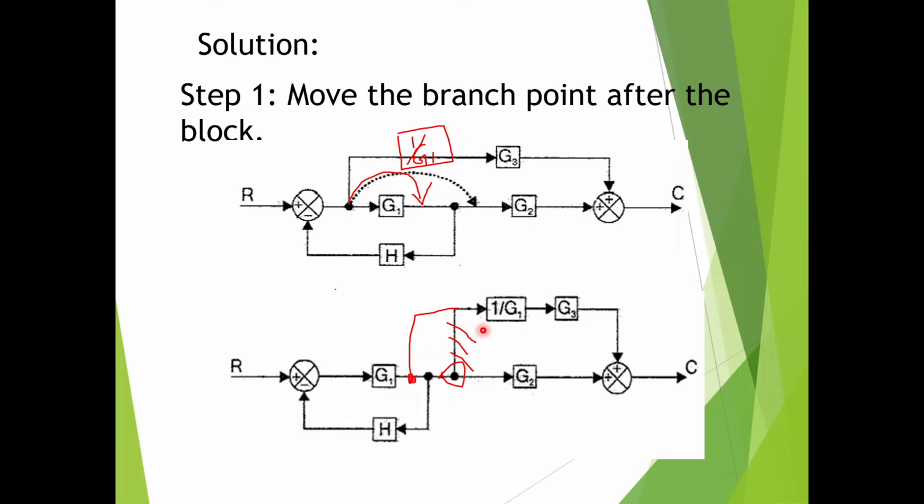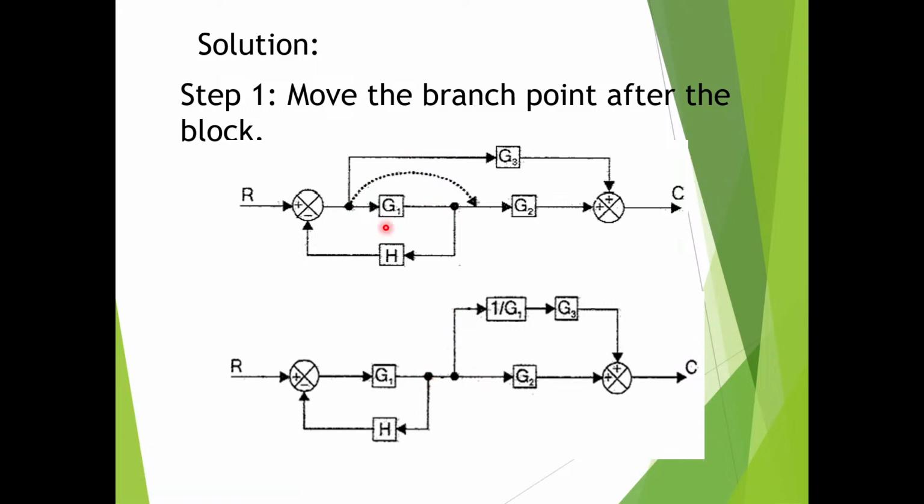Now, if you see here, 1 by G1 and G3 are in cascade. And if you carefully observe, from this branch point, signal is going to this block. From this branch point, signal is going to this block. So their output signals, the G2 output signal and the G3 output signal, are ending at the summing point. So we can say this G2, and 1 by G1 with G3, are in parallel to each other. But this branch point is in between this branch point and G2. So simply you can write step 2 as interchanging the branch points.